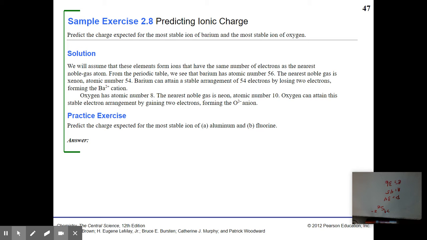Who can find, I already forgot which one it was. Barium, right? Where's barium? 56, right here. And does anybody know what family this is called? The alkaline earth metals. Very good. Alkaline earth metals. I'm going to speak a little louder since I am farther away from the microphone.